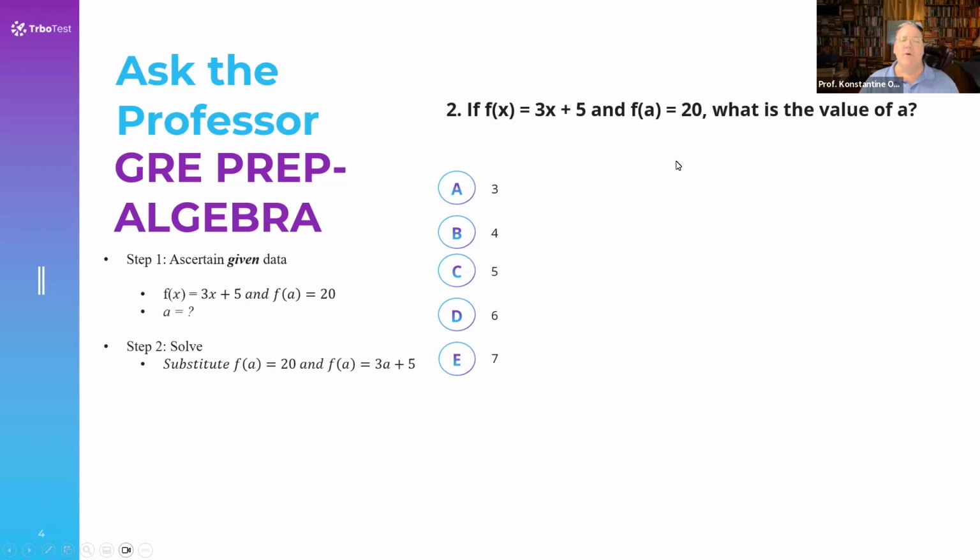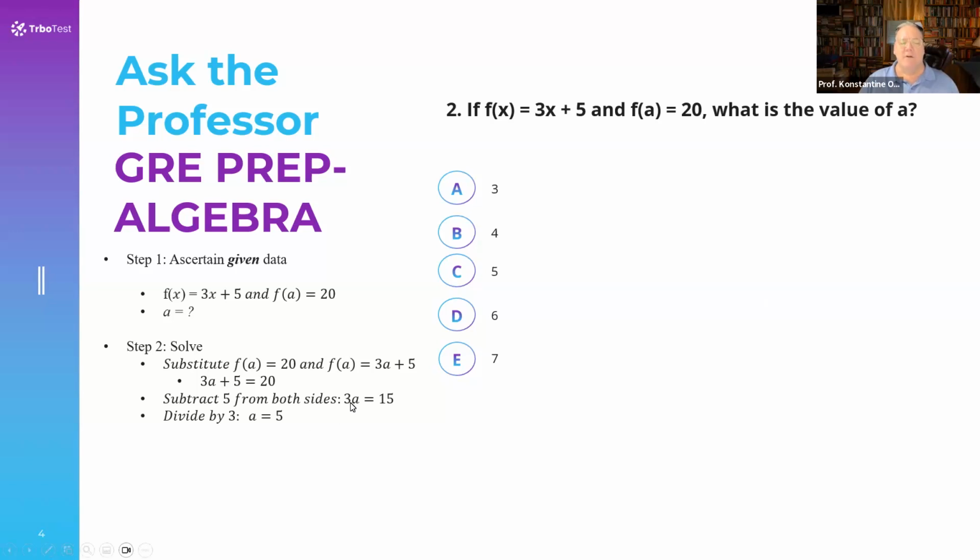So in solving, we just substitute: f(a) equals 20, and f(a) equals 3a + 5. All we're doing is substituting the f(a) for the f(x). This means that now we have 3a, because x becomes a, so 3a + 5 = 20. We subtract 5 from both sides, which leaves 3a = 15. Now we divide by 3 to get the 3 away from the a.